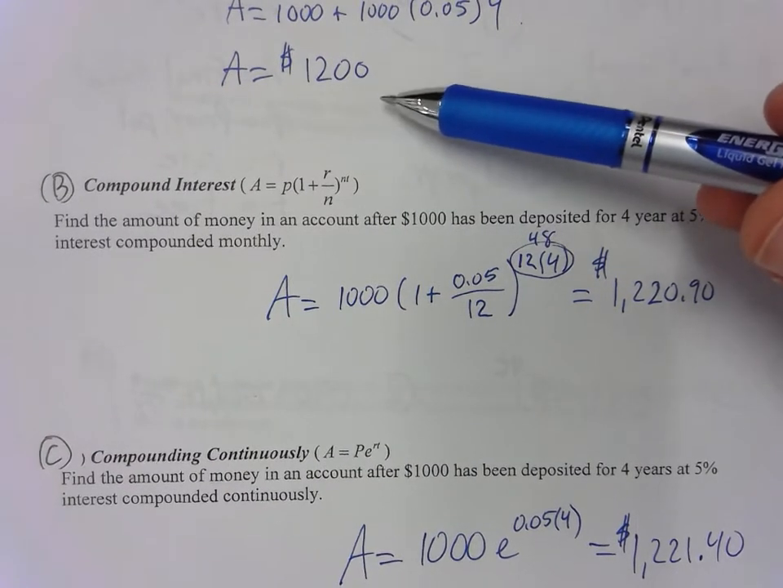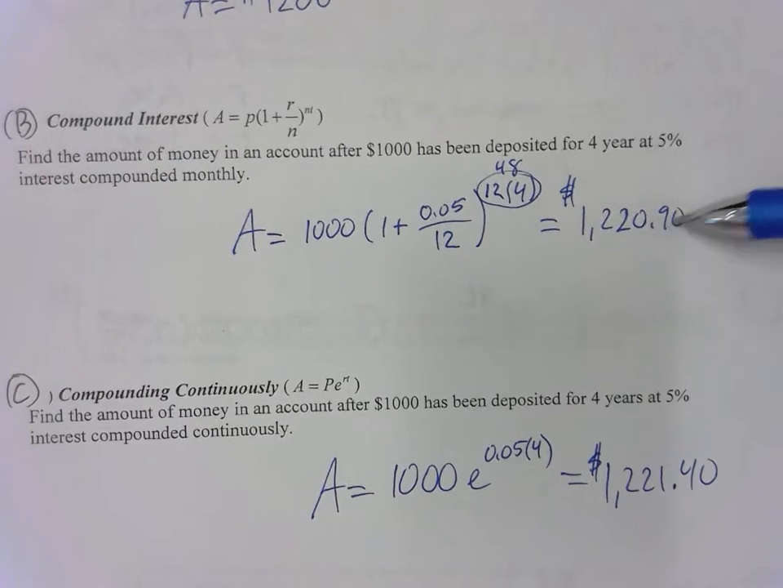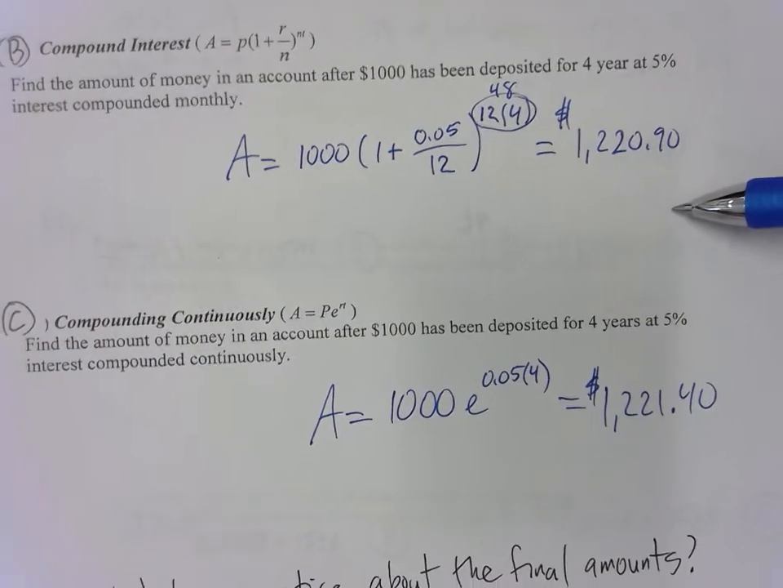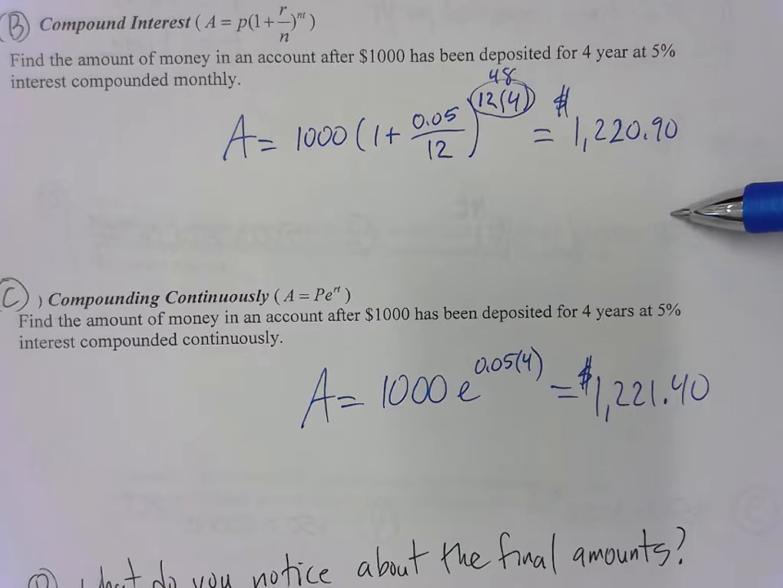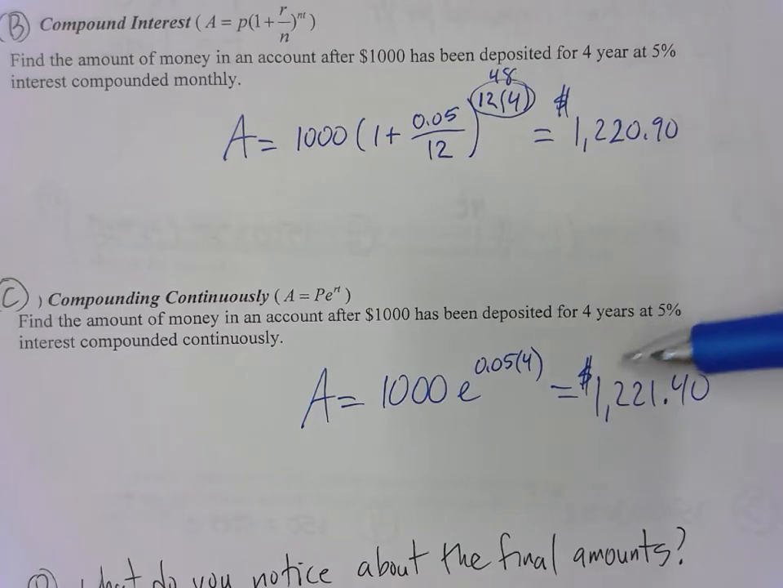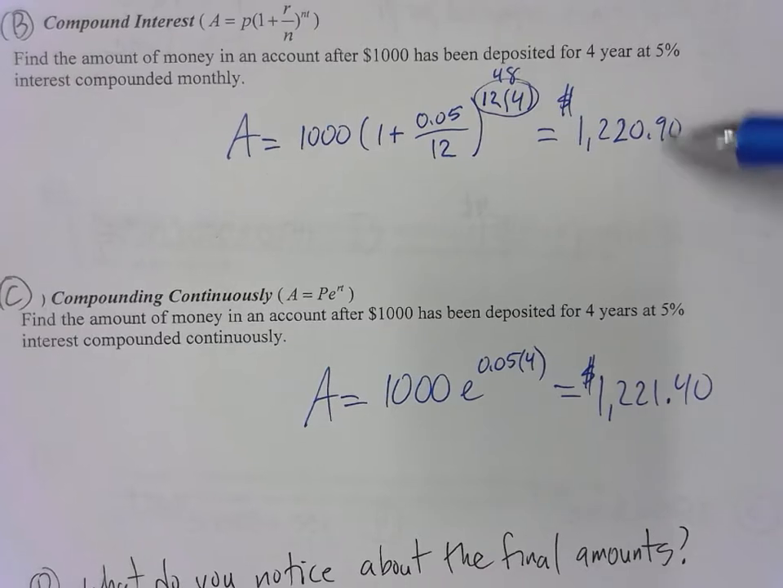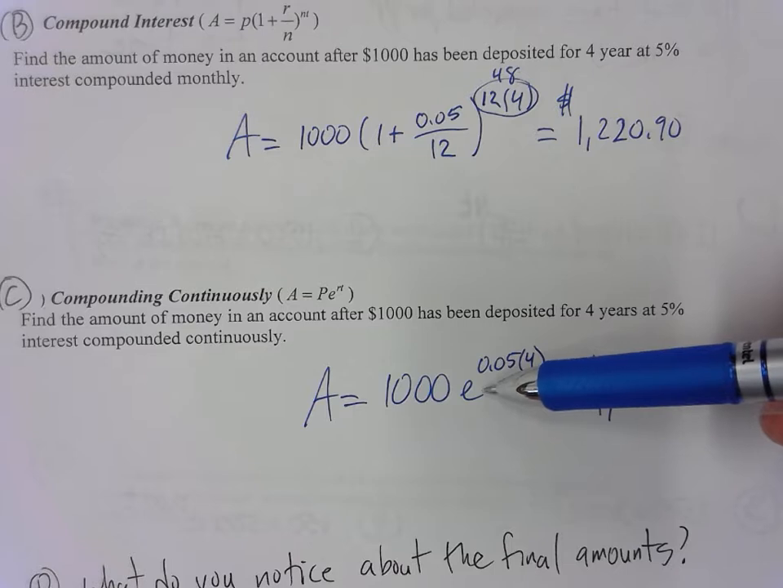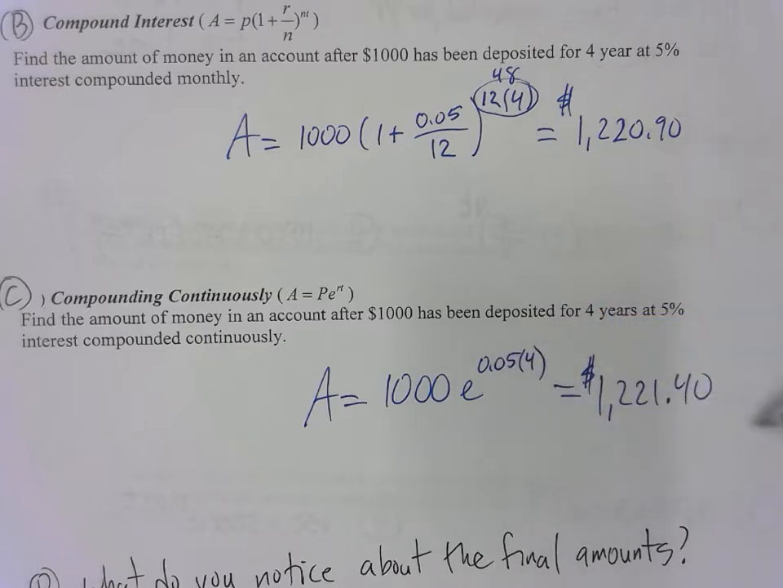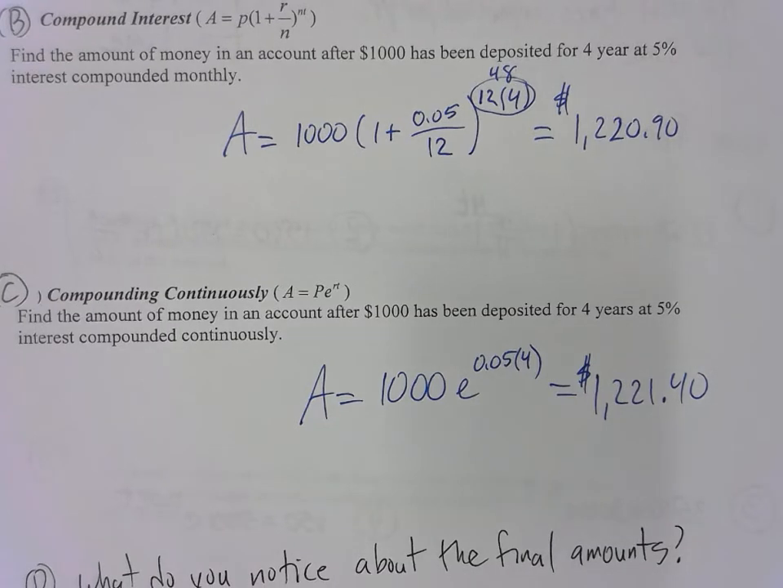So by comparing these, we have $1,200 for simple interest. By compounding it, you get $20.90 more. And this always surprised me the first time I did this back when I was in high school. By compounding it continuously, I thought, oh man, I'm going to get so much more money. But you don't. You only get an extra 50 cents because your changes are very, very small. You're changing so little that you're not getting tons of money more, just an extra 50 cents on a $1,000 account. Now, if it was a $10 million account, then that would be a lot different, wouldn't it?